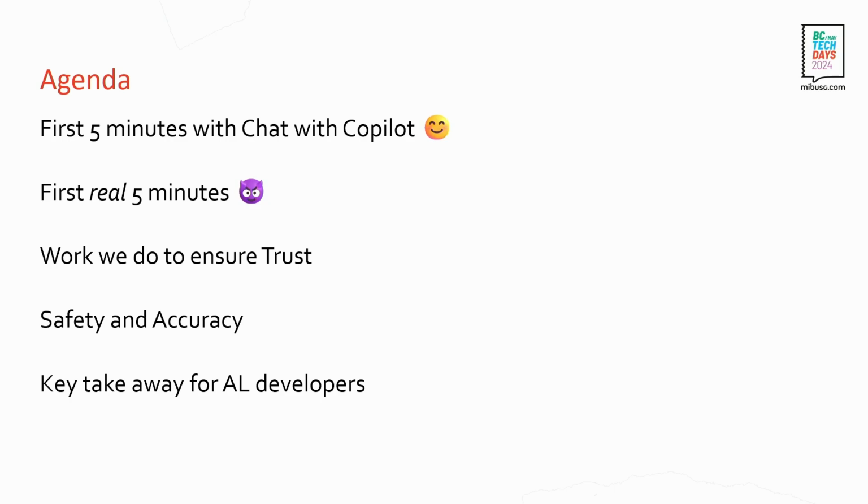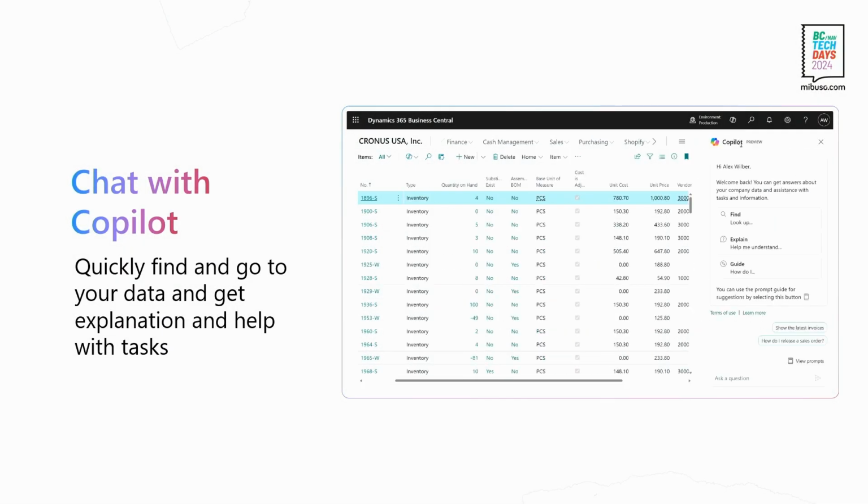We're going to talk about how we ensure trust in our Copilot AI, how we make sure that the answers you get back are safe and also accurate. And then we got some key takeaways for you to apply. You can learn the lessons that we learned from building a Copilot chat and take those back to your own AI extensions. And so I'll switch it over to the demo.